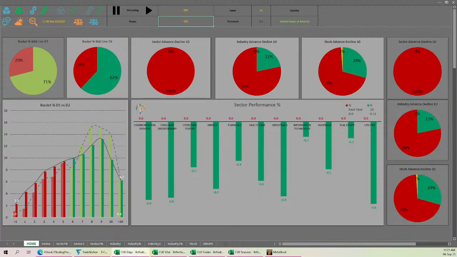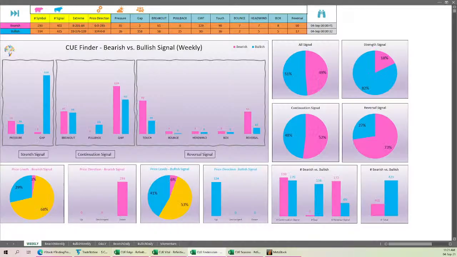Again, no sign of weakness or bearishness from sector, industry, stock advance decline as a whole. Friday was weak, but as a whole, there is not much weakness, and neither is it there from bucket analysis. What about technical breadth using Q Finder? First, looking at the weekly interval, the balance between bears and bulls. All signals is balanced. Trend continuation balanced.